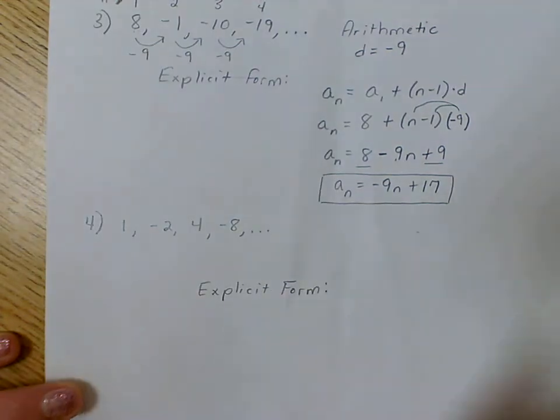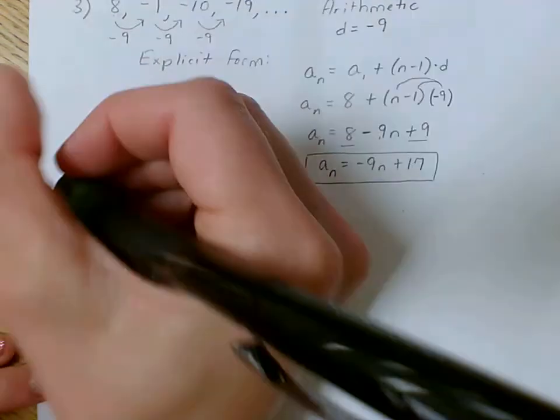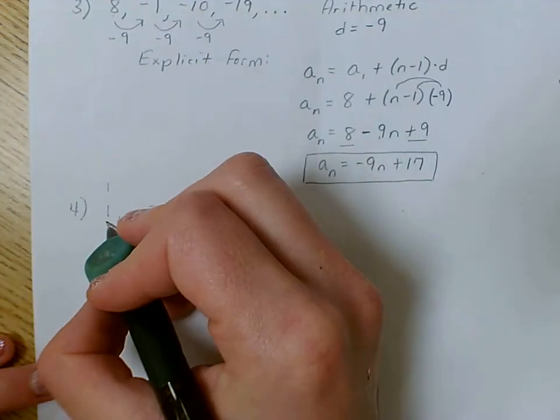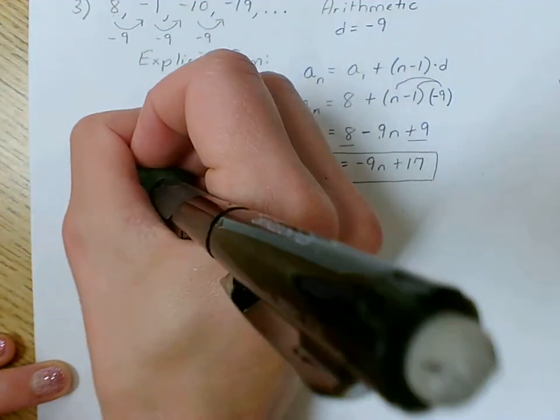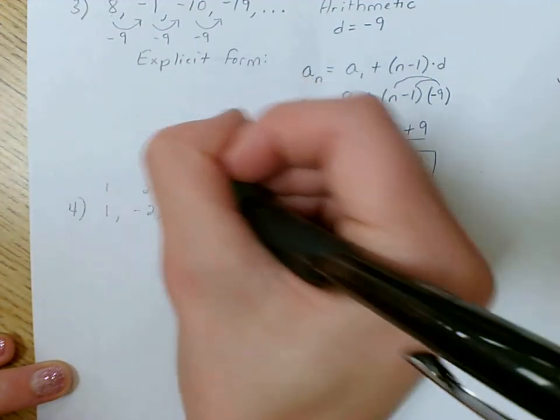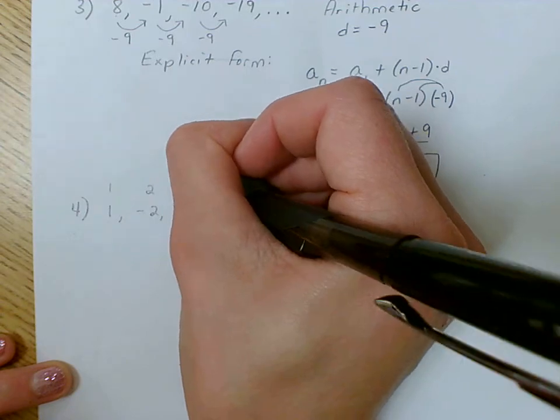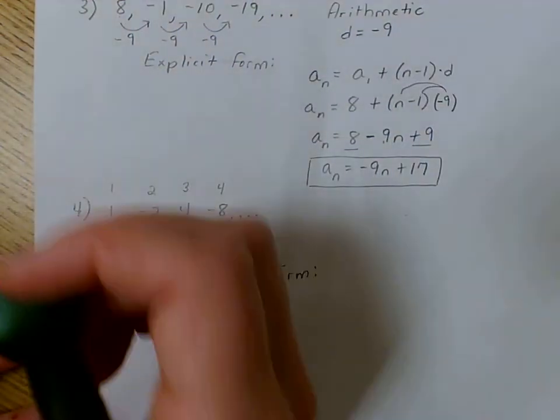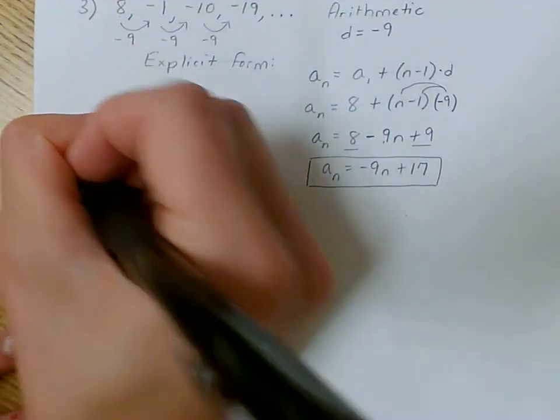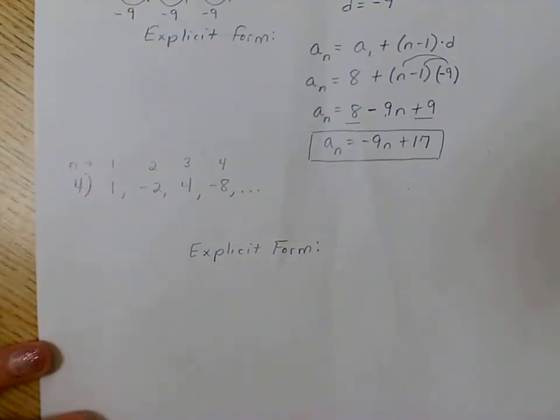Okay, well, again, you can think through it. So, like, what do I do to 1 that would give me a 1? What do I do to 2 that would give me a 2? A 3 to give me 4. A 4 to give me negative 8. And I will be honest, this one will be a little harder to reason through just because of the way that the sequence is, okay?